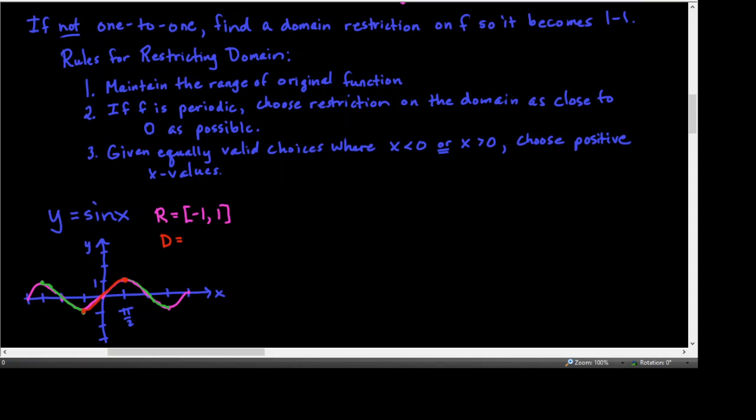So the domain restriction we're going to make is we're going to keep only negative pi over 2 to pi over 2. And with that domain restriction, we'll be able to have an inverse for sine of x. So let's graph the inverse of sine of x.